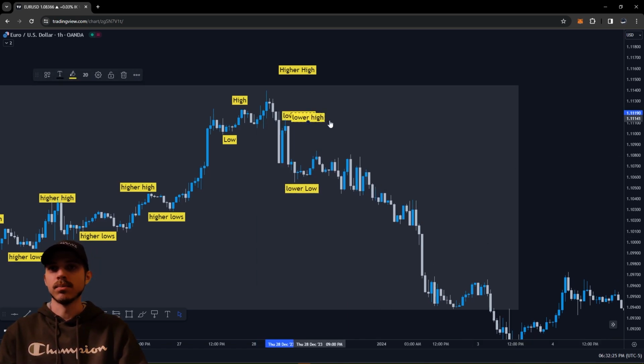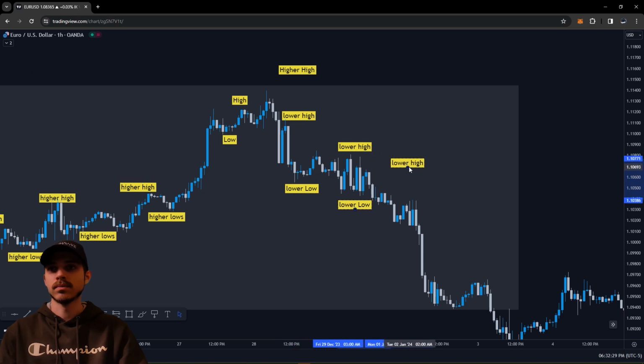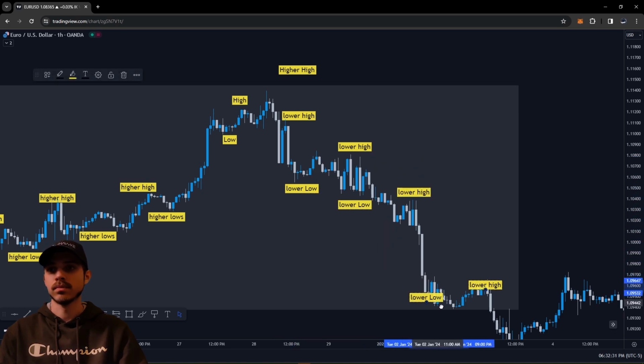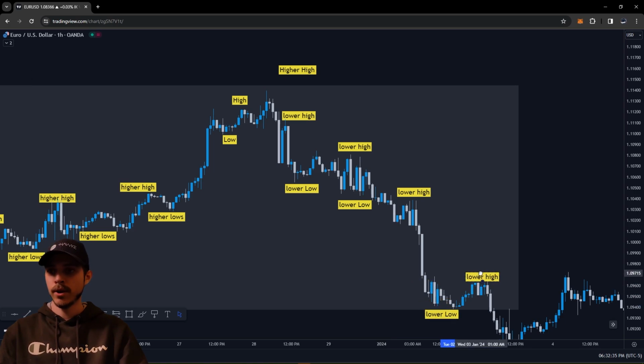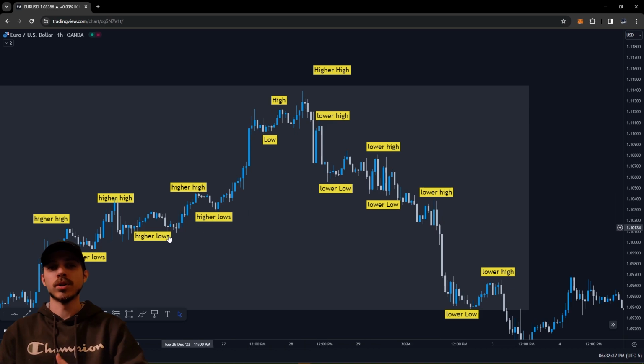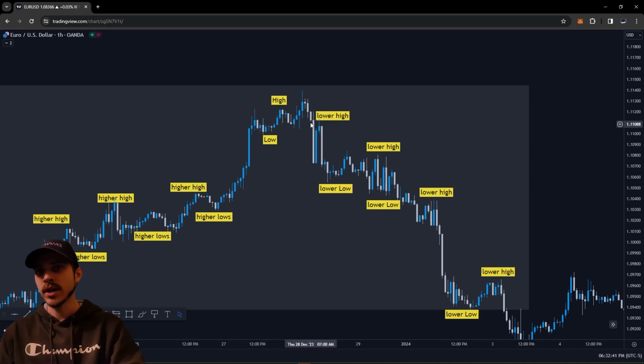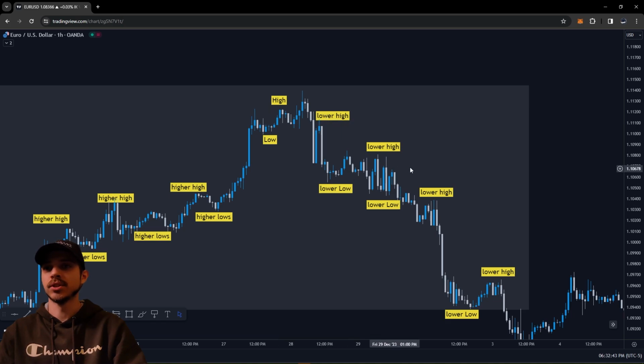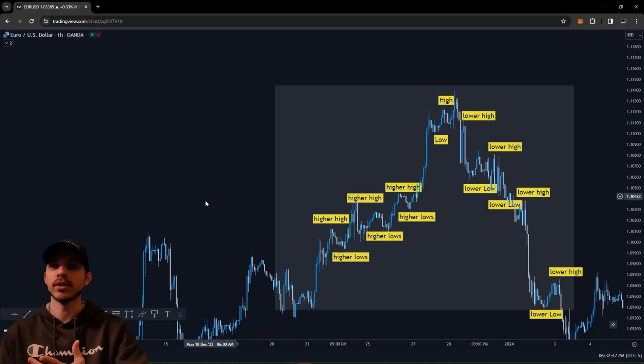And then as the market continues, we keep getting more lower lows, lower highs, just like that. So really what you need to do is to be able to identify these little points in the market and then identify when that shifts and we go into the downtrend, because that's going to be crucial when you need to start looking for your entry.